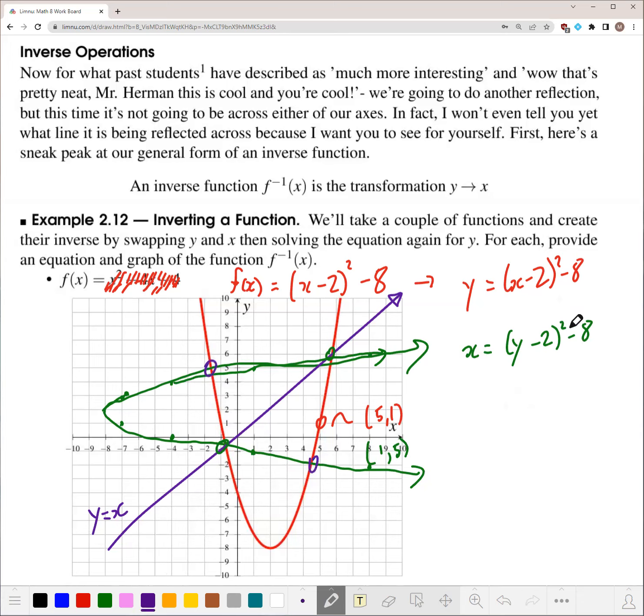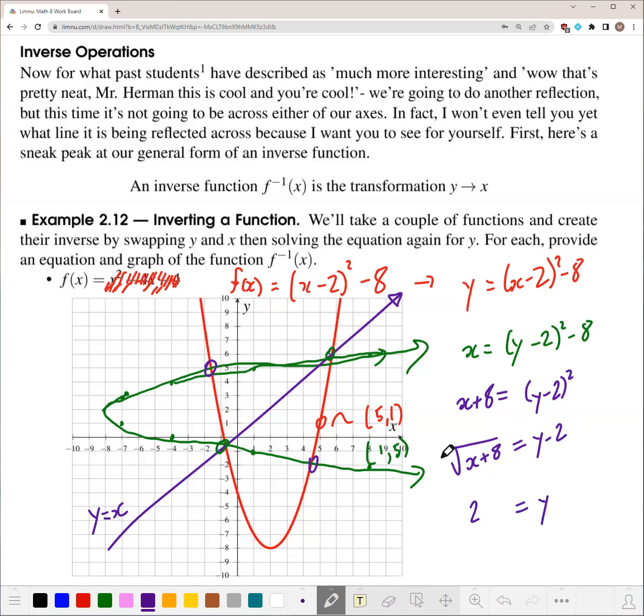I'll start by trying to isolate it by getting rid of this 8. So we're going to get x plus 8 equals y minus 2 squared. Then I'll perform the opposite operation here, which is square rooting. So I'll end up with root x plus 8 equals y minus 2. And finally, I'll add the 2 over. So I'll get root x plus 8, plus 2 equals y.